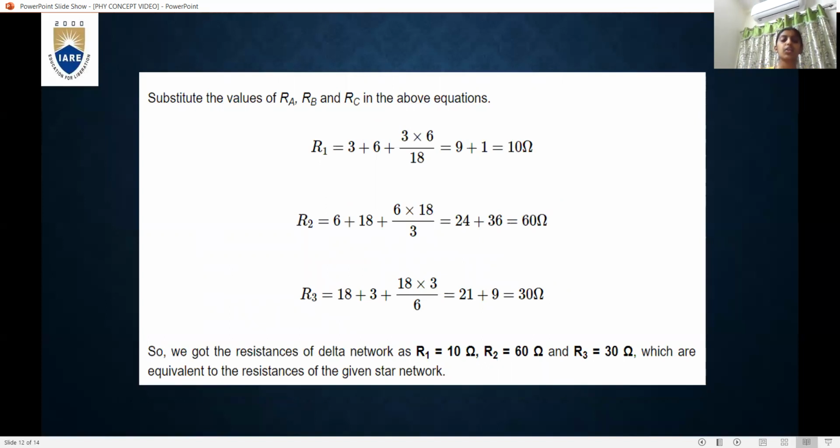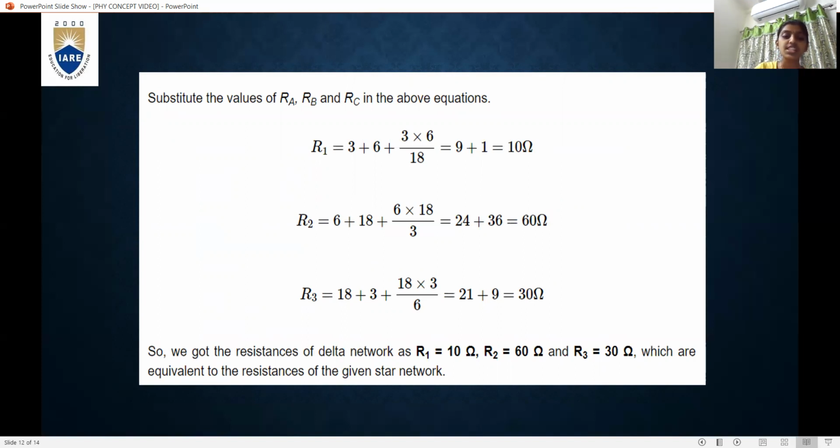So now we are going to calculate the R1, R2, R3 values by substituting the values of RA, RB, RC in the above equations. So R1 is equal to 3 plus 6 plus 3 into 6 by 18. You're getting R1 as 10 ohms, and R2 is equal to 6 plus 18 plus 6 into 18 by 3, that is 60 ohms, and R3 is equal to 21 plus 9, that is equal to 30 ohms.